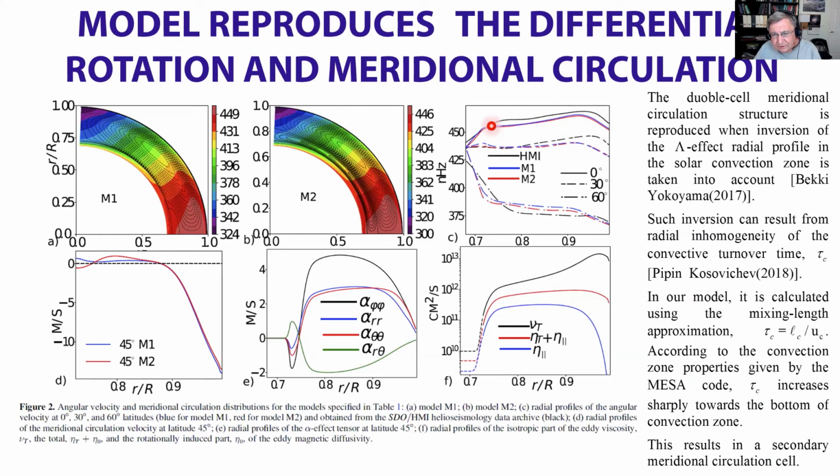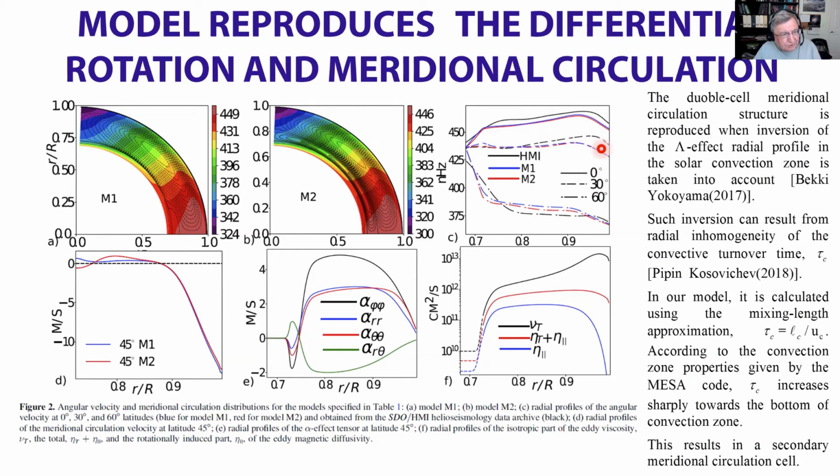The solid line is measurements from HMI. We can see a pretty good agreement between the models and observations, including the superficial layer, so there is slightly less gradient in the model than in the measurements. And here you can see some other parameters.